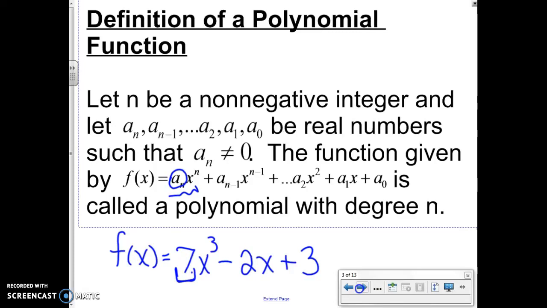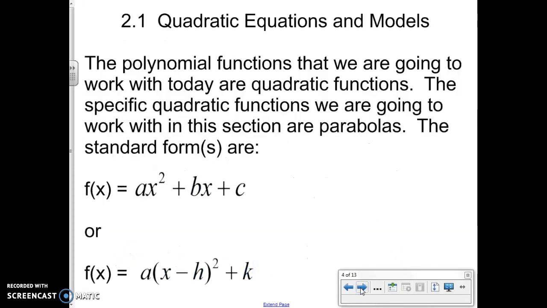Today we're only going to work with polynomials of degree 2, so we are dealing with quadratic functions. The basic forms that we've talked about are considered standard forms. All the way through Algebra 2, through last year for you all, this was our standard form: f of x equals ax squared plus bx plus c. That is what we had been using.